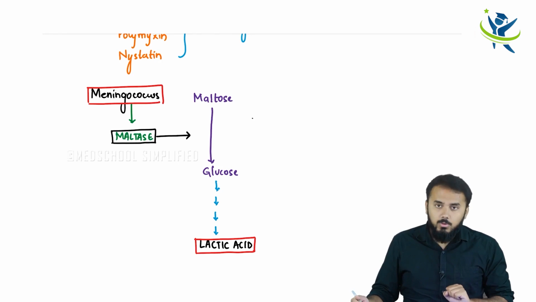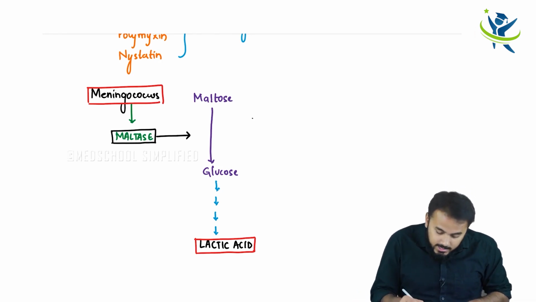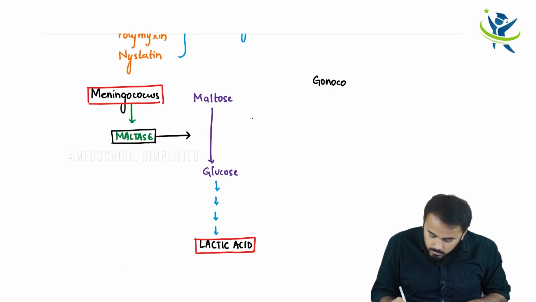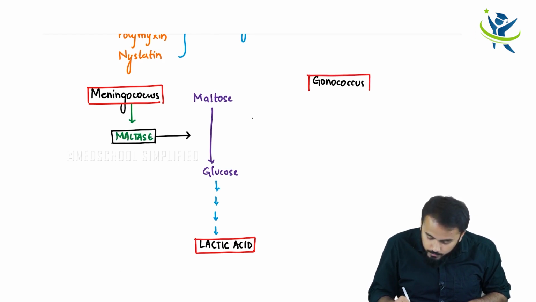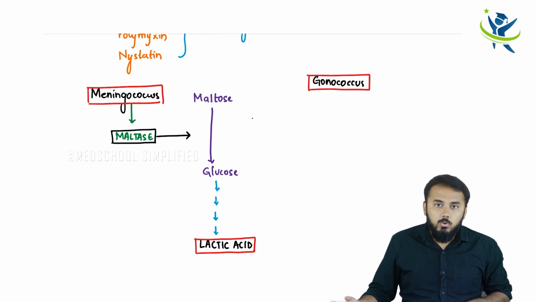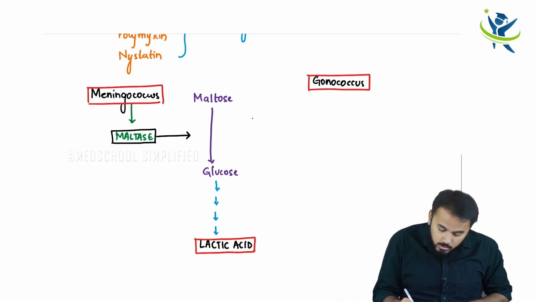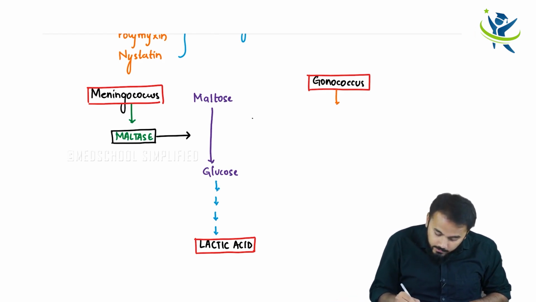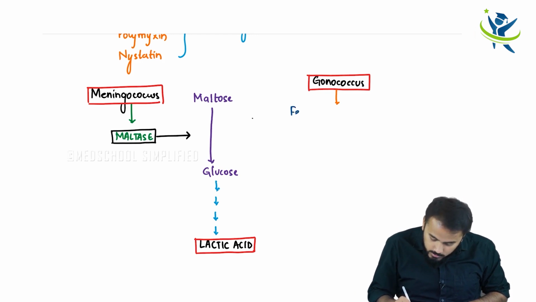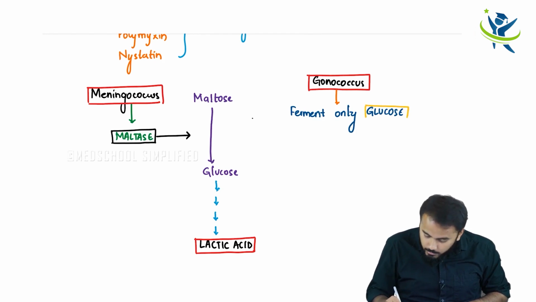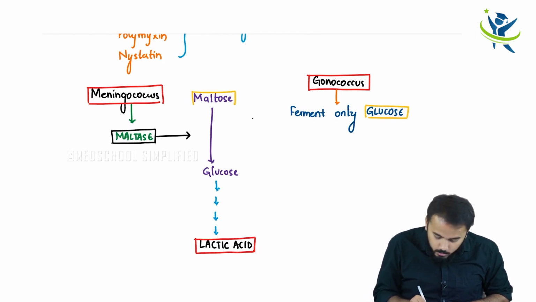Right. Now, on the other hand, there is another bacteria called Gonococcus. And what does this Gonococcus do? Yes, Gonococcus ferments only glucose. What does Gonococcus do, guys? It can ferment only glucose, not more than that. Okay, Gonococcus can ferment only glucose, not maltose.